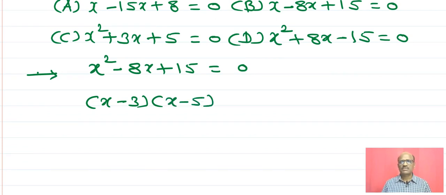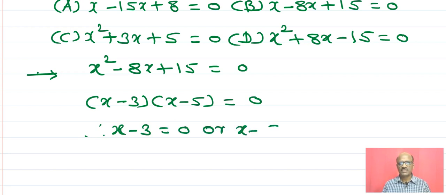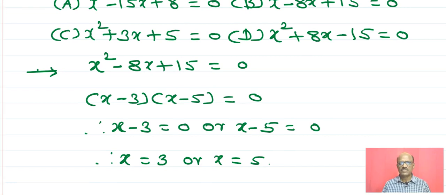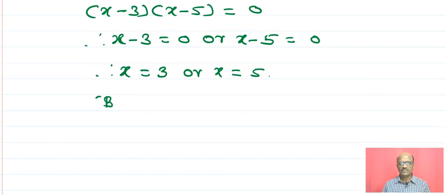x square minus 8x plus 15 we can factorize, that is 5 and 3, x minus 3, x minus 5 equals to 0. Therefore x minus 3 equals to 0 or x minus 5 equals to 0. Therefore x is equals to 3 or x is equals to 5. Hence option B is the correct answer.